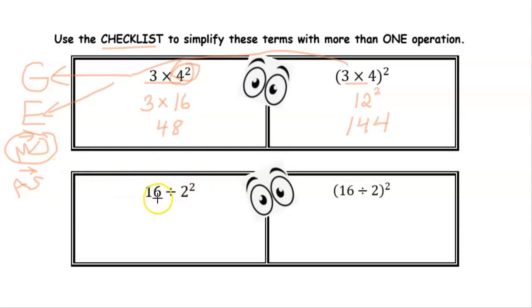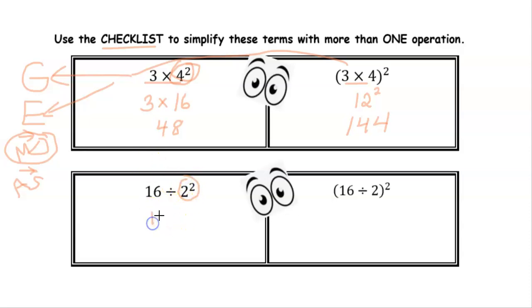All right, this next one, 16 divided by 2 squared. So again, we're going to go to the checklist. Are there grouping symbols here? No. Okay, go to the next thing. The next thing we check for, are there exponents? Oh, there sure are. It's 2 squared. So we're going to do that.